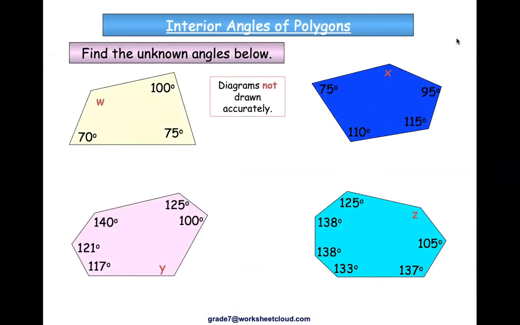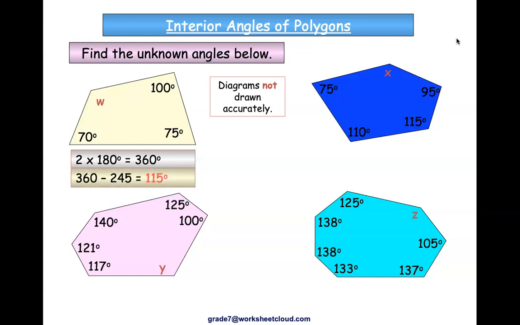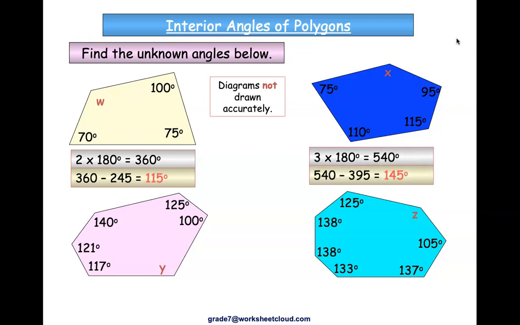So here are a couple for you to do, or I'll work through these with you, and then I'll give you some to do by yourself. So you know that in a quadrilateral, and I've just explained that, the interior angles add up to 360. They've given you 245 of those degrees with the 3 angles shown, so we just subtract from 360, and W is 115. For the pentagon, we know it's 540 degrees.